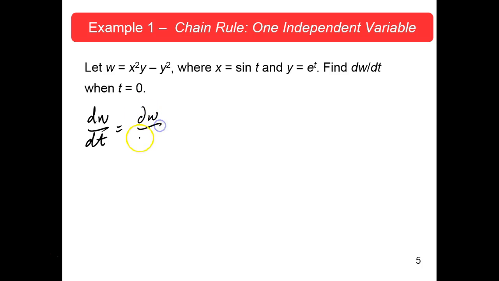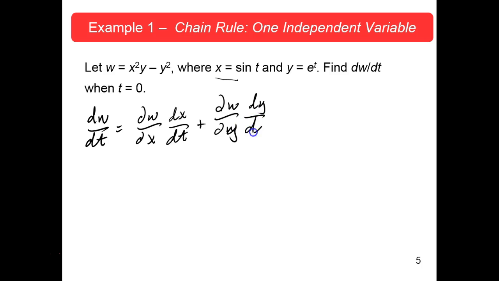Partial of W with respect to, I'm sorry, X times dx dt, okay, plus partial of W with respect to Y, whoops, times dy dt. Okay, all these are fairly easy to calculate.